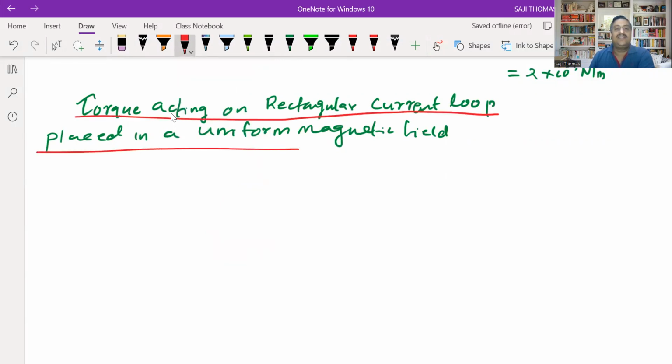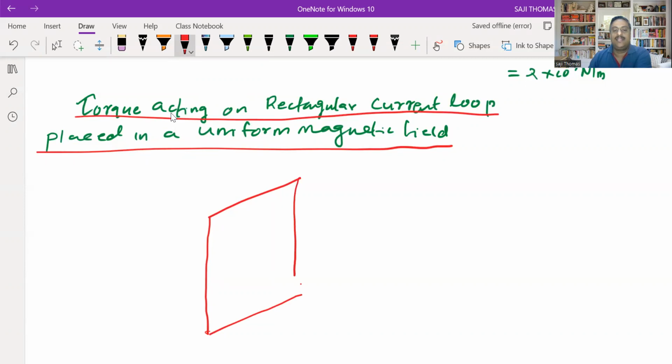So consider a rectangular loop placed in a uniform magnetic field. See, I'm drawing a rectangular loop. This is a rectangular loop placed in a uniform magnetic field. Name the loop as A, B, C, D. Breadth of the loop is small b. Length of the loop is small l.